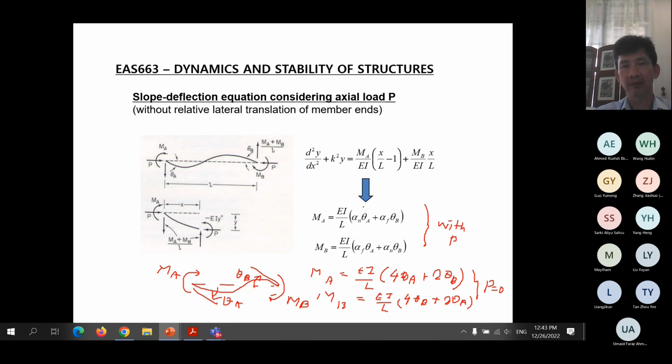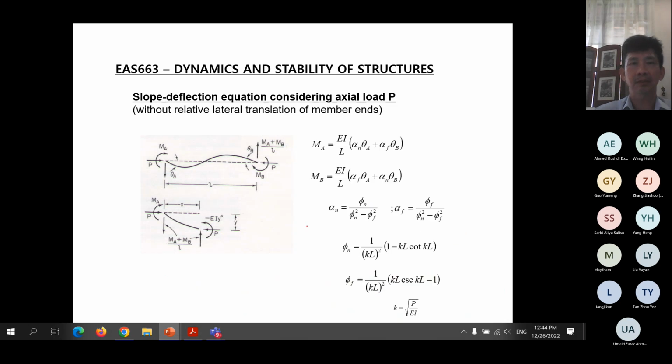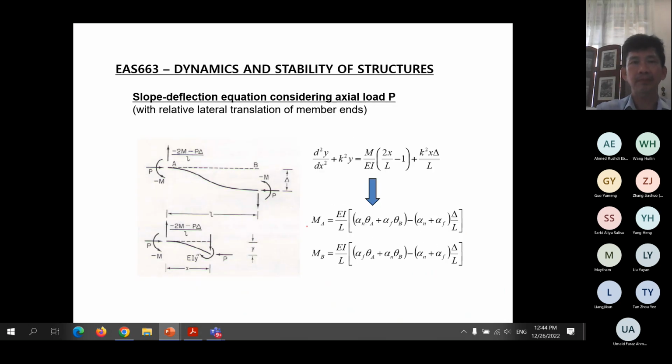And we derive the equation first, which is this. Okay. Next, we derive the equations for slope deflection equations with relative lateral translation of member ends, where this member end translates relatively to this end.